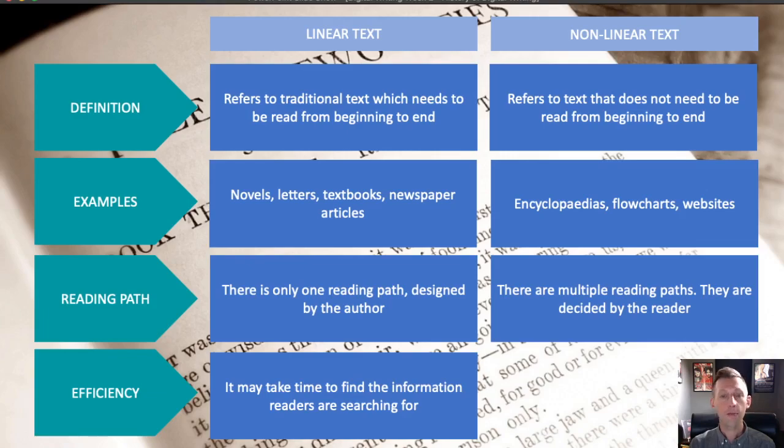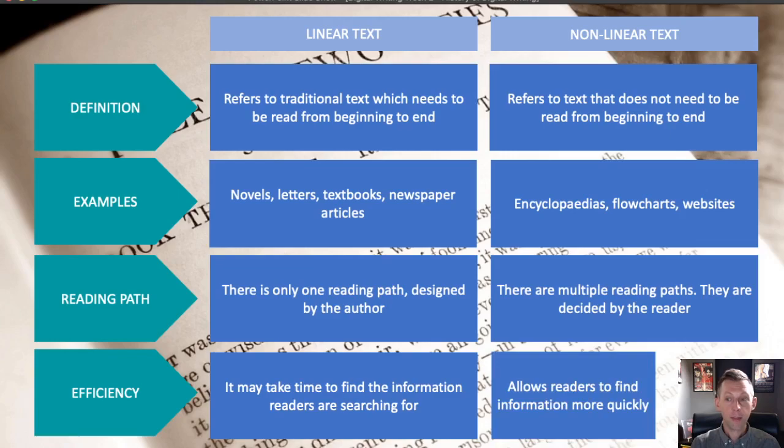We, the reader, decide where the start and finish of a website is, how long we want to read it for, and what information we value as important. So there's very little indication from the author. So the reading path, the way we read the text, can be multifaceted. Different people will approach the same body of text in a different way, and read it in a different order.